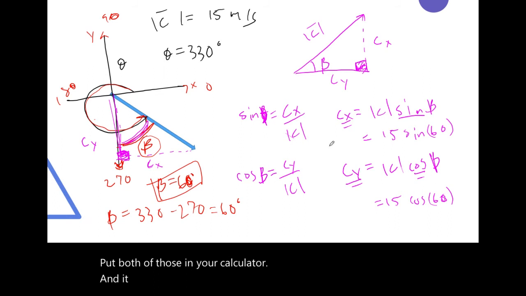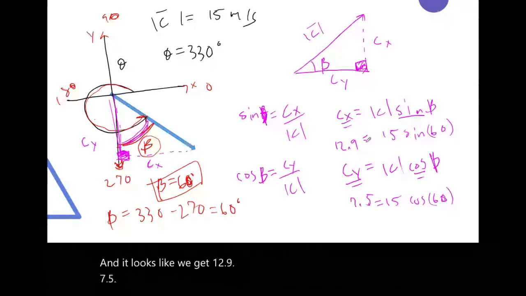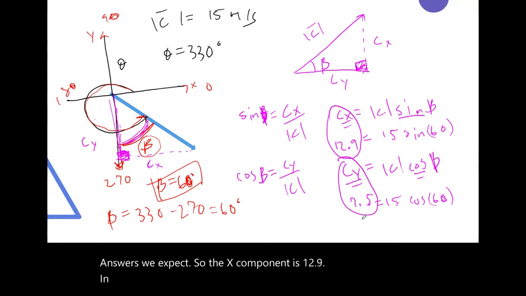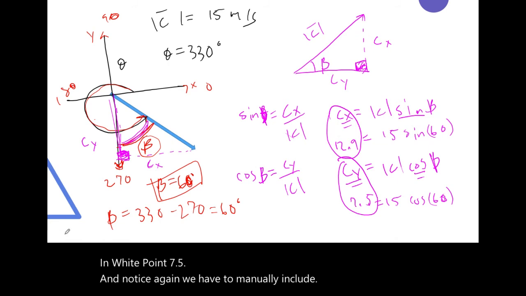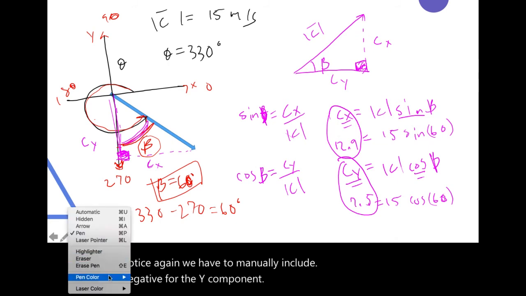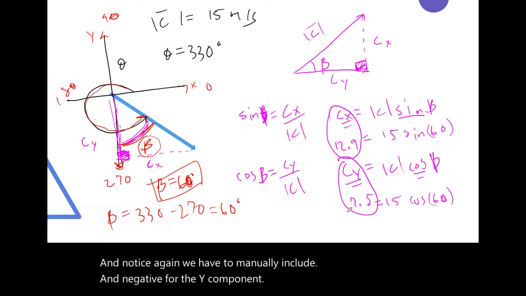And it looks like we get 12.9 and 7.5. Cool. So again, we get the answers we expect. So the x component is 12.9 and the y component is 7.5. And notice again, we have to manually include the negative for the y component. Manually include this negative.